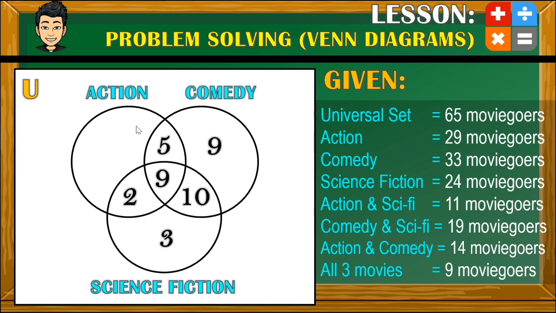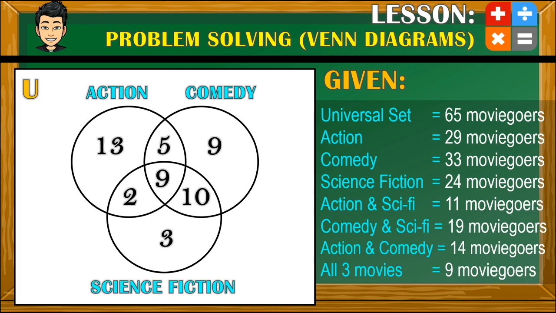Likewise, to get this part for action only, we will add 2, 9, and 5. 2 plus 9 plus 5, we have 16. 29 minus 16, we have 13.